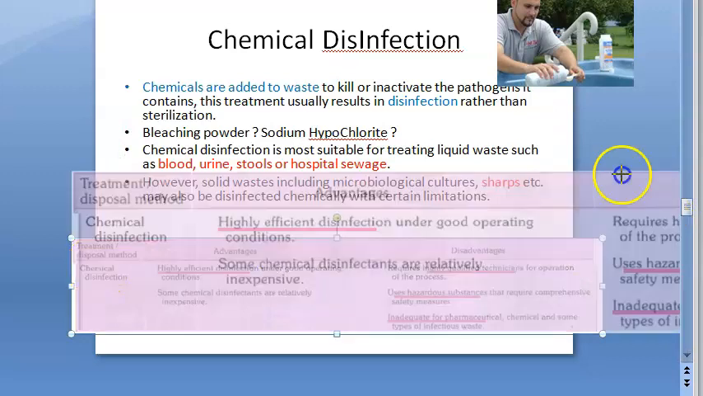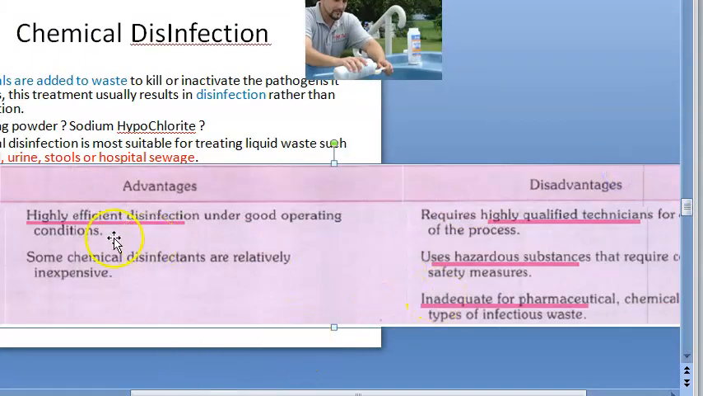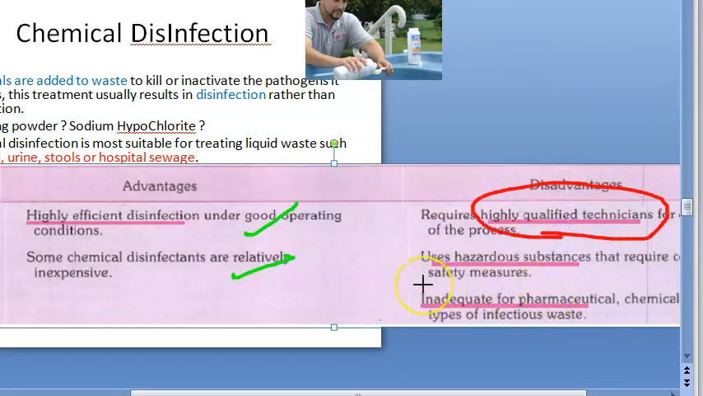So advantages, disinfection is going to be there. And it is relatively inexpensive. Some chemicals are relatively inexpensive. What about the disadvantages? Highly qualified technicians are required for this. Really, to add chemical, you need highly qualified technicians. Then you will be using hazardous substances to disinfect. Interesting. And it is not enough for pharmaceuticals, chemicals, etc.